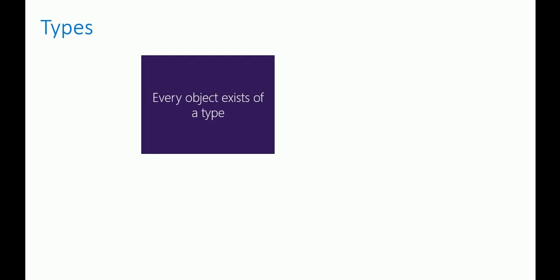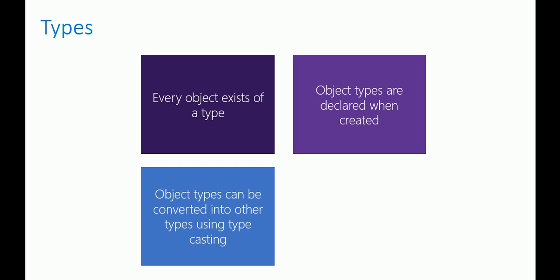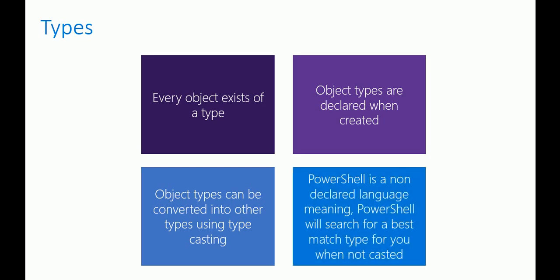And now let's understand the data type. Every object exists of a type. Object types are declared when created, and an object type can be converted into another type using casting. PowerShell is a non-declared language, meaning PowerShell will search for the best match for you when it's not cast.